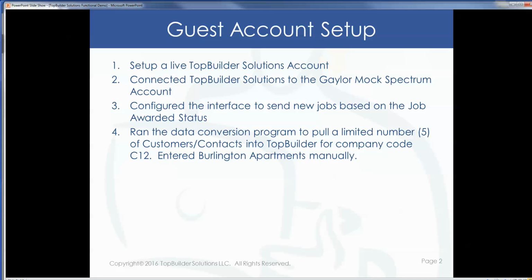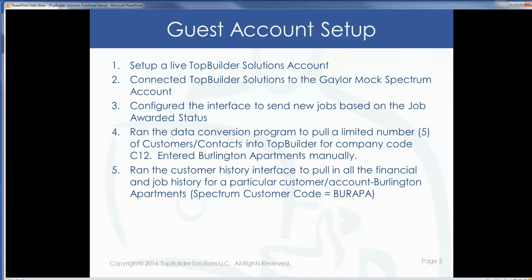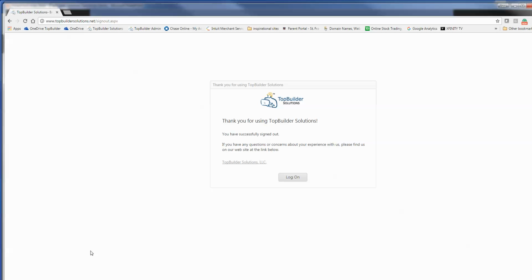So we stopped it after five customers, and then we manually entered one of the customers in Top Builder that we knew had some history in Spectrum, so that we could run the history interface to pull in the financial and job history for that one customer, and that one customer is Burlington Apartments. So let me go ahead and show that part to you right now.